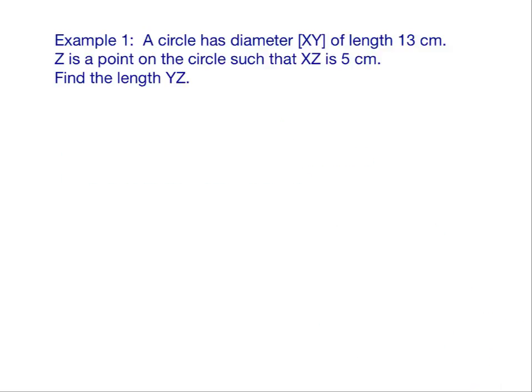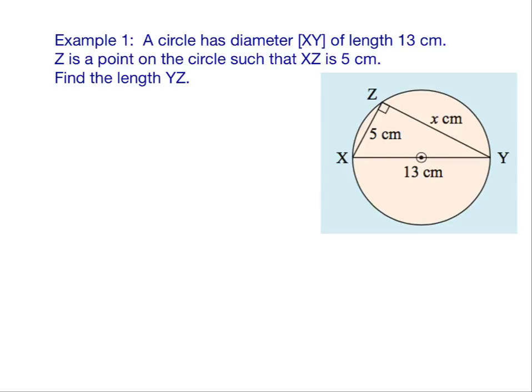Example 1. A circle has diameter XY of length 13 centimeters. Z is a point on the circle such that XZ is 5 centimeters. Find the length of YZ. First thing you need to do in all of these problems is draw a picture. So here's my picture of triangle XYZ. Now notice I've labeled the important pieces.